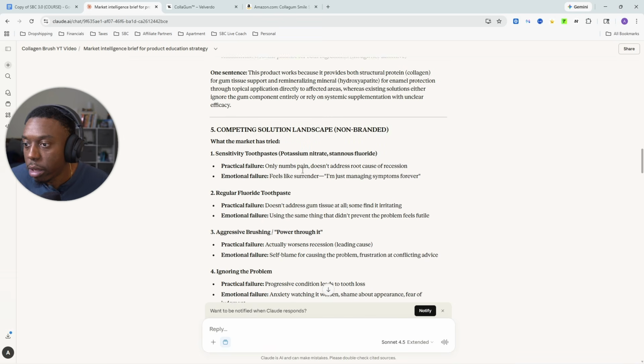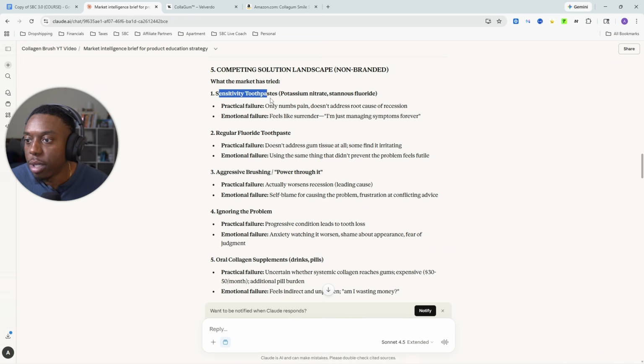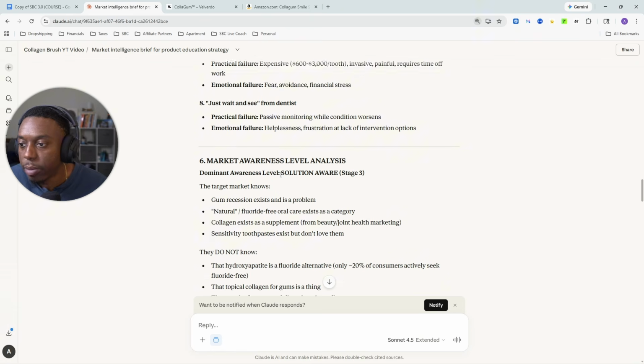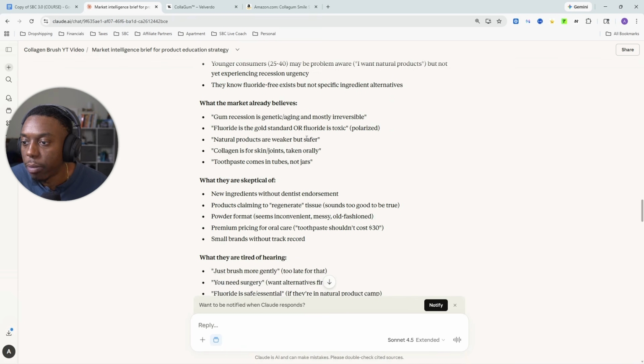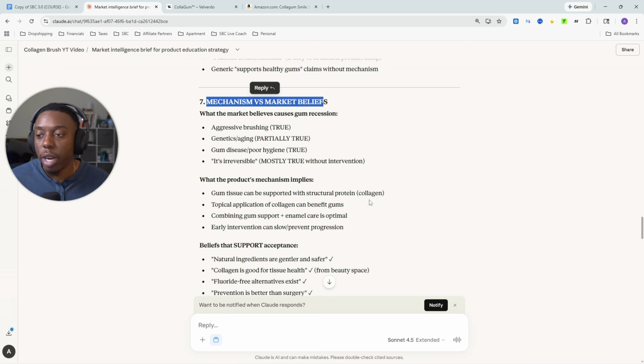It will do all the fun stuff. It'll give us some competing solution landscapes, right? So sensitive toothpaste, regular fluoride, aggressive brushing, ignoring the problem. So other solutions or potential solutions or things that people are trying out in the market space. Again, bringing up the awareness level and the skepticism of it all, the mechanism versus market beliefs. How does your audience think about this, right? How do your potential customers think about this industry as a whole if they are thinking about it, right?